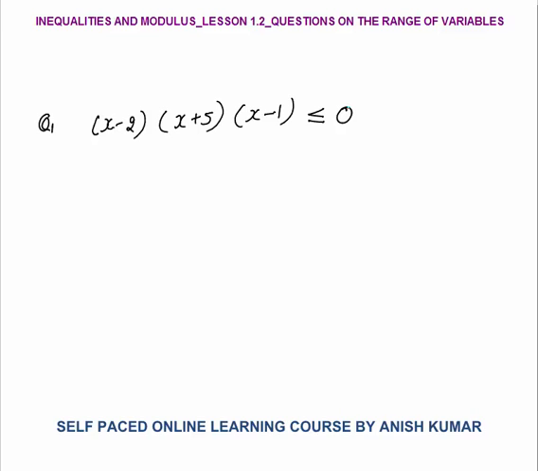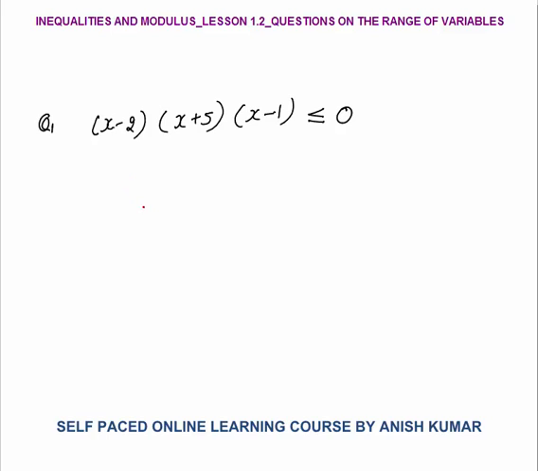Hello, this is Inequalities and Modulus lesson 1.2. In this I will discuss questions on the range of variable. Now, (x minus 2) into (x plus 5) into (x minus 1) is less than or equal to 0. Now we need to find the range of x.